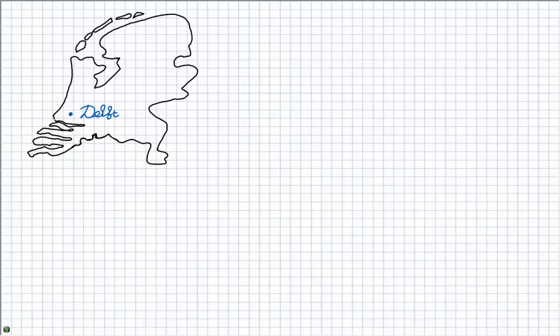can check those videos. Now, I have drawn a pointer where the city of Delft is, and this is where we are now, since the Delft University of Technology is indeed in Delft in the Netherlands.